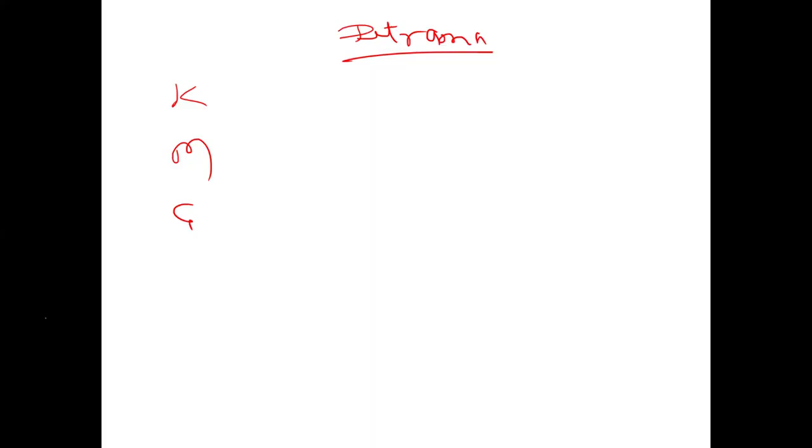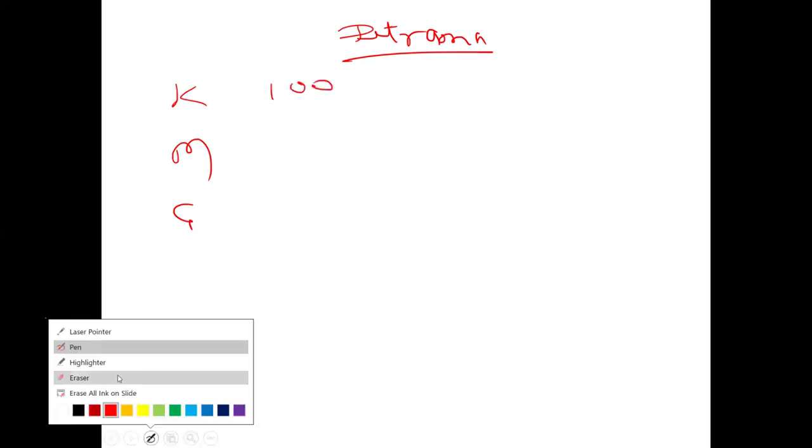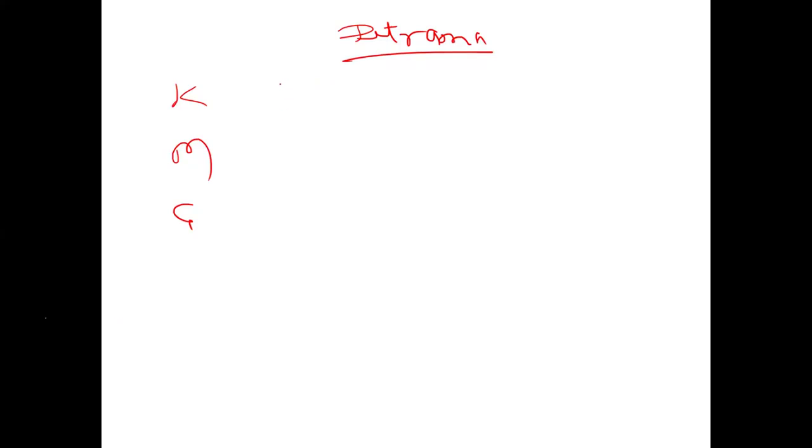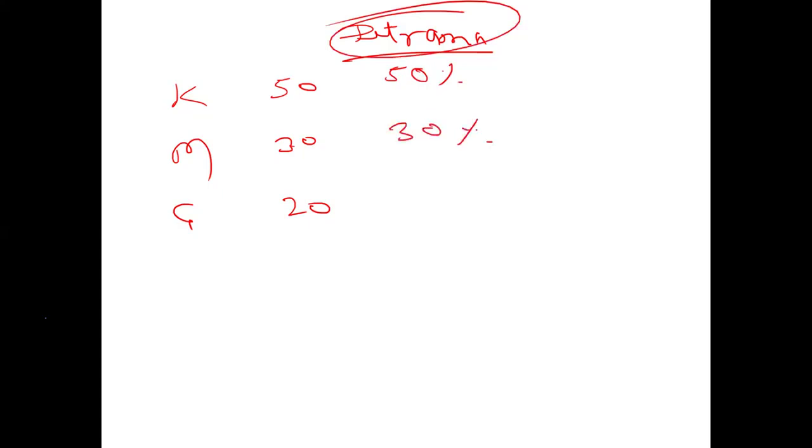Absolutely, percentage of population. So, for example, if let's say there are 100 people, okay, 100 might be slightly confusing. Let us say that there are 50 people here, 30 people here, and 20 people here. Okay. So then percentage of revenue would be 50% of Ditrama's revenue would be given to A, 30% of Ditrama's revenue would be given to M, and 20% would be given to G.